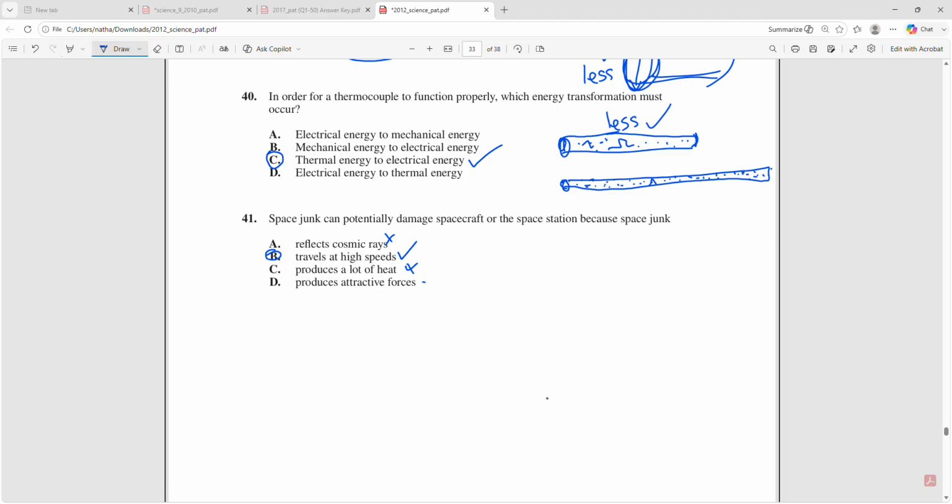Producing attractive forces? No, I mean, these are small bits of things. They don't have gravitational forces or anything. So it's just because they're traveling at high speed. They're flying around out there. Different satellites and different things have different orbits, so things are traveling at different speeds out in outer space.